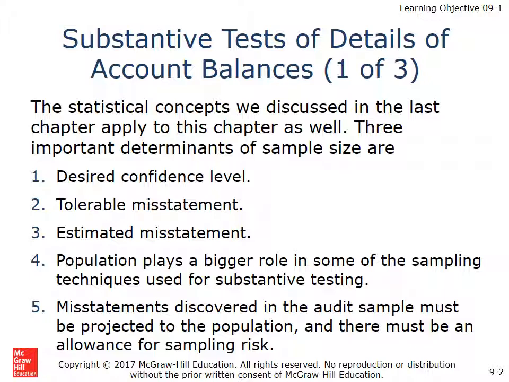There are three very important determinants that will be used to determine sample size, and they are your desired confidence level, tolerable misstatement, and estimated misstatement, as well as population, which plays a bigger role in some of the sampling techniques used for substantive tests. We need to remember that. Misstatements discovered in the audit sample will be projected to the entire population. So there has to be an allowance for sampling risk.